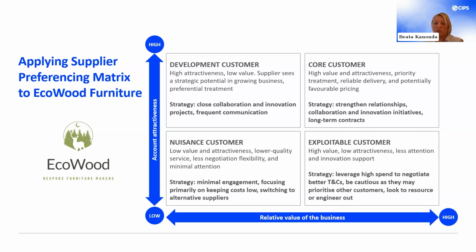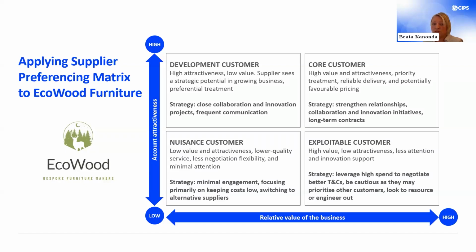To avoid being deprioritized, EcoWood can explore ways to align its business with the supplier's strategic goals, such as offering co-marketing opportunities, joint sustainability initiatives, or technology integrations. This could elevate EcoWood's position from exploitable to a more strategic relationship over time.